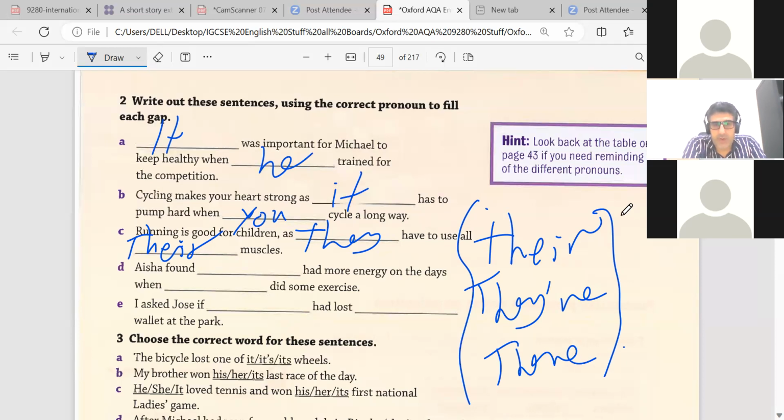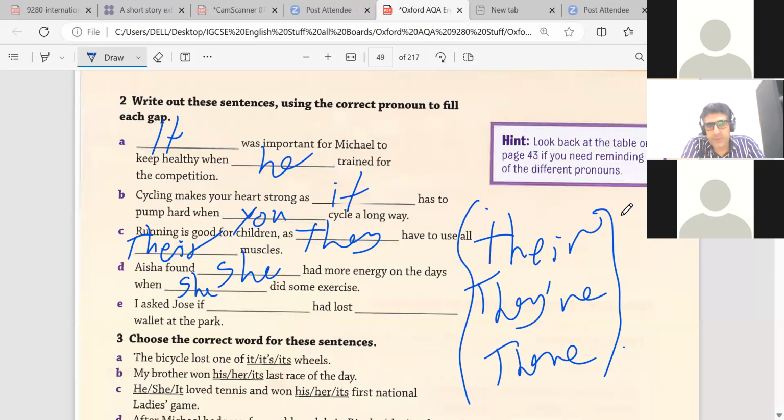Akram, can you complete, please, for D? Aisha found she had more energy on the days when she did some exercise. Yes, she, exactly. Aisha, of course a female name, found she had more energy on the days when she did some exercise. Well done. So here we have two sentences and one subject, Aisha.